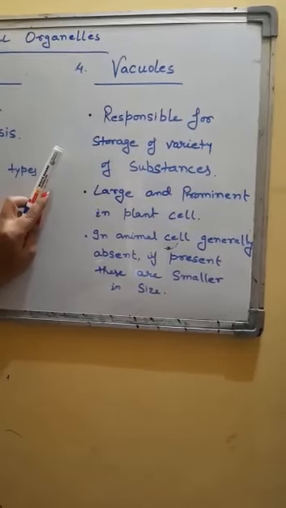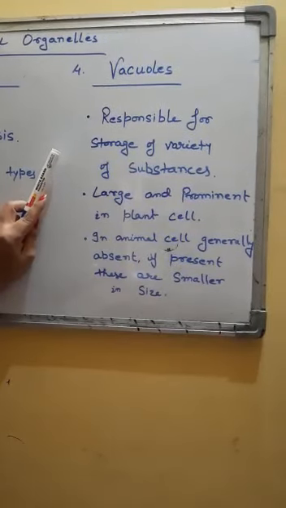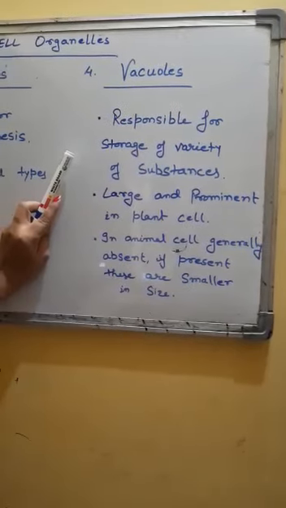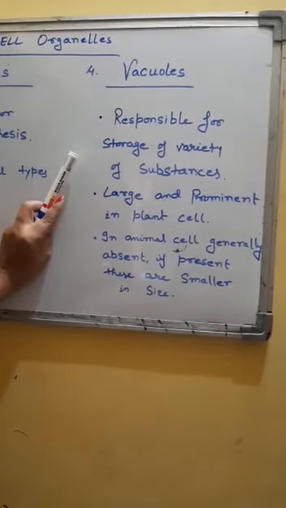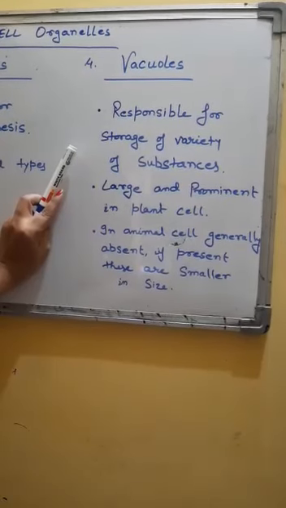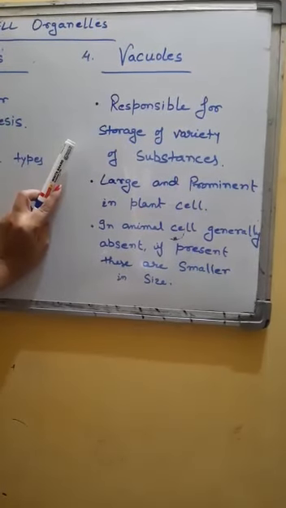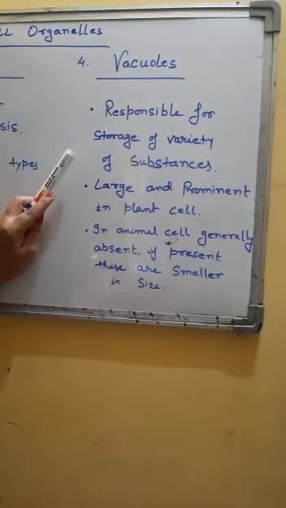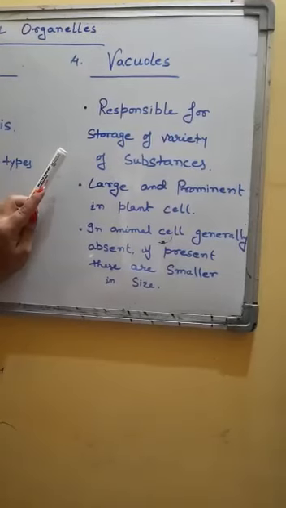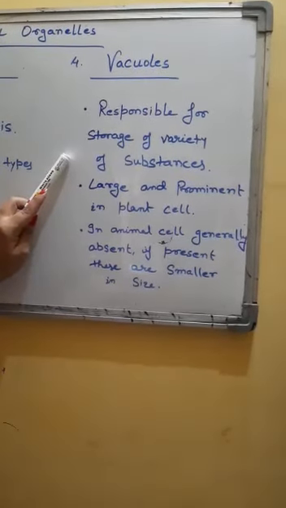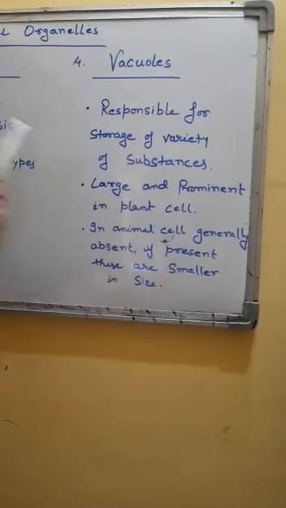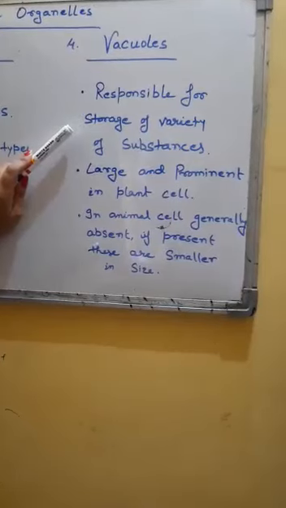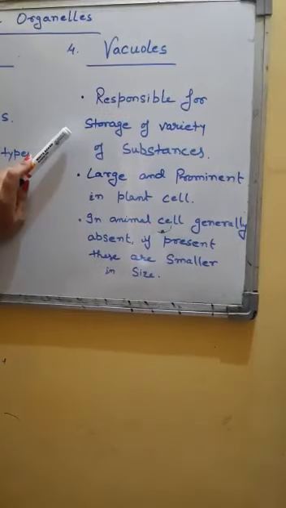If present, they are smaller in size and many in number. Unlike in plant cells where they are large and single, if animal cells contain vacuoles, they are very small and numerous. Vacuoles might store food or any variety of nutrient a cell might need to survive. The basic function of vacuole is that it is responsible for storage of a variety of substances. These substances may be a variety of nutrients.